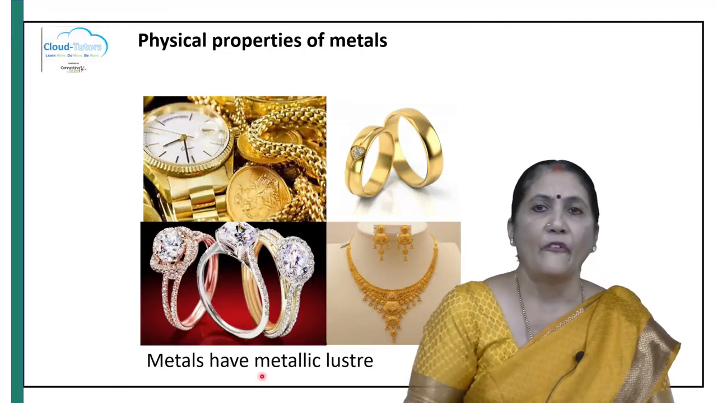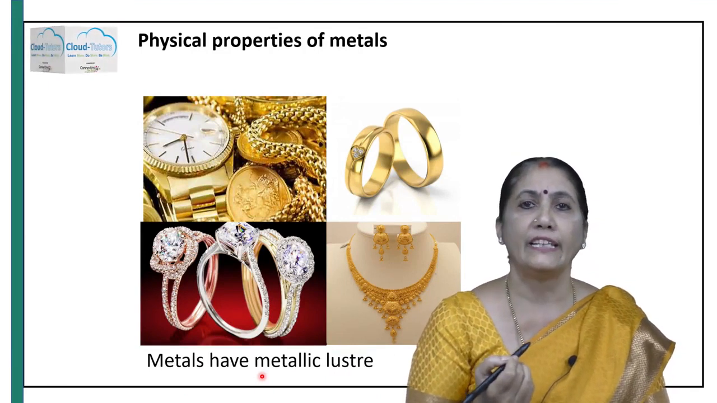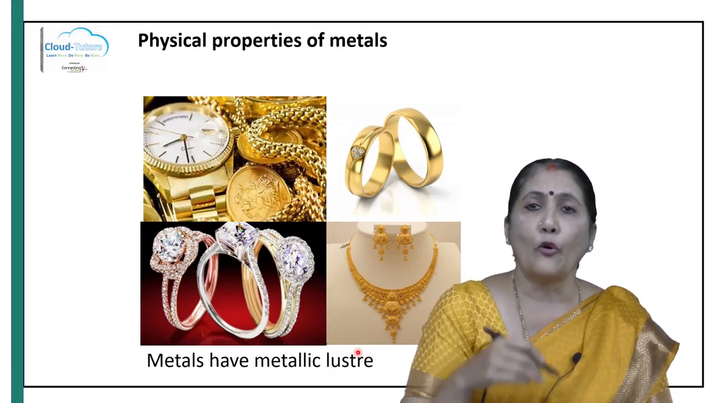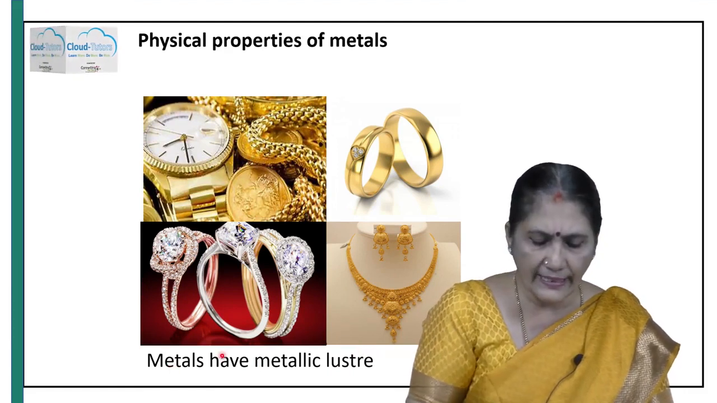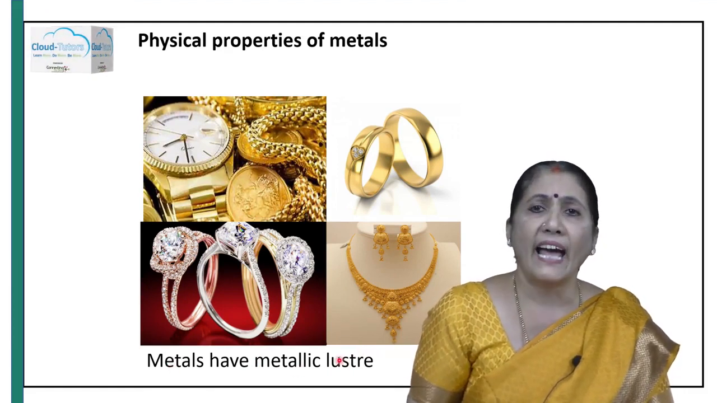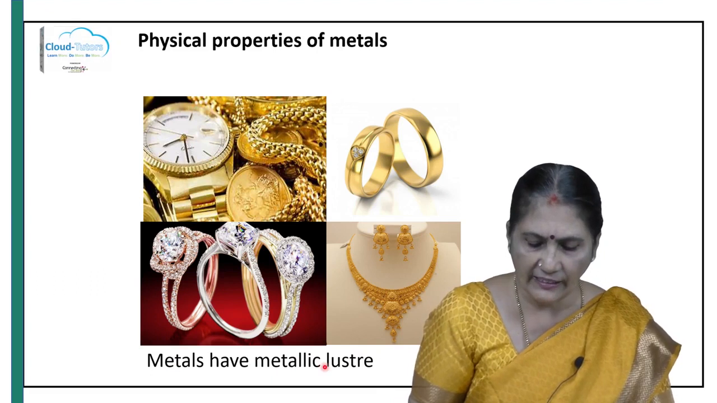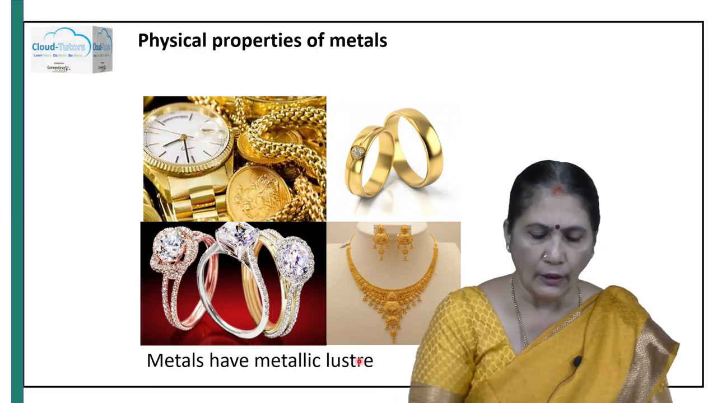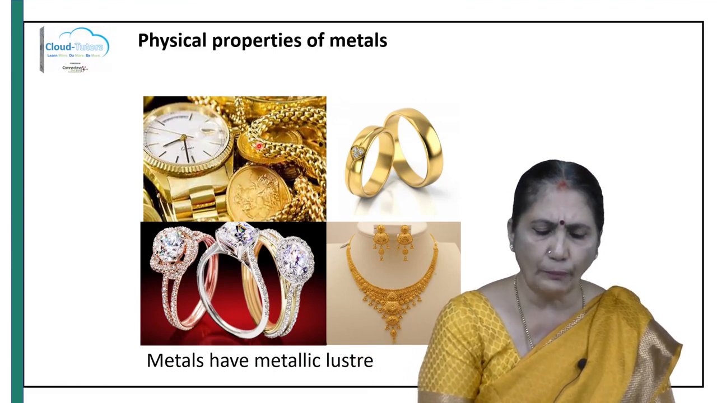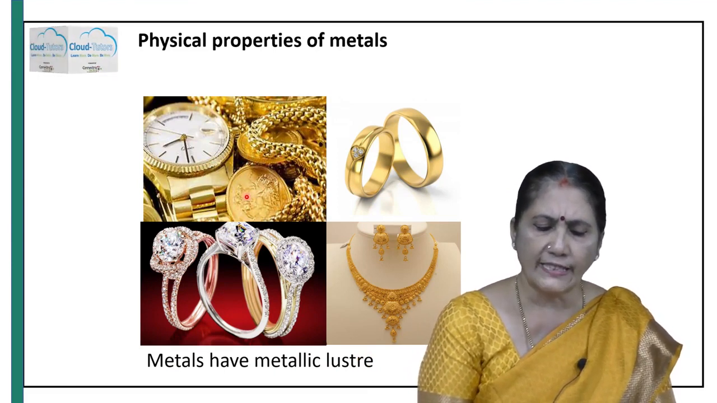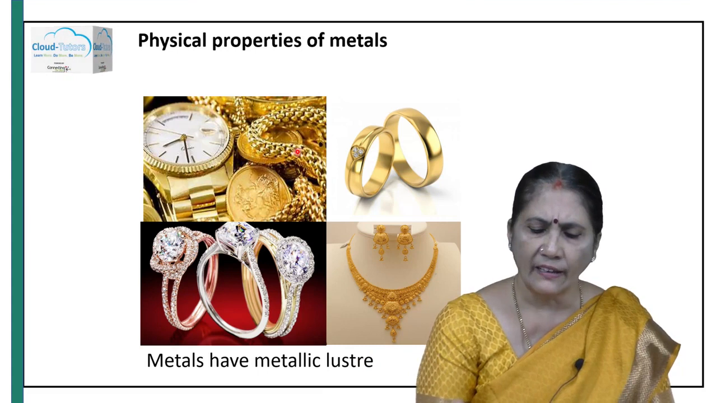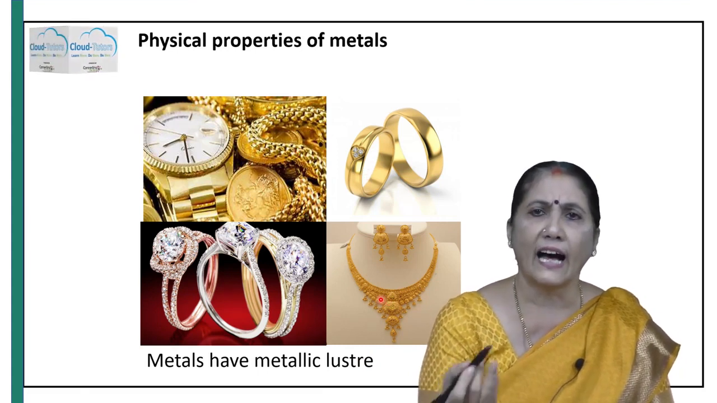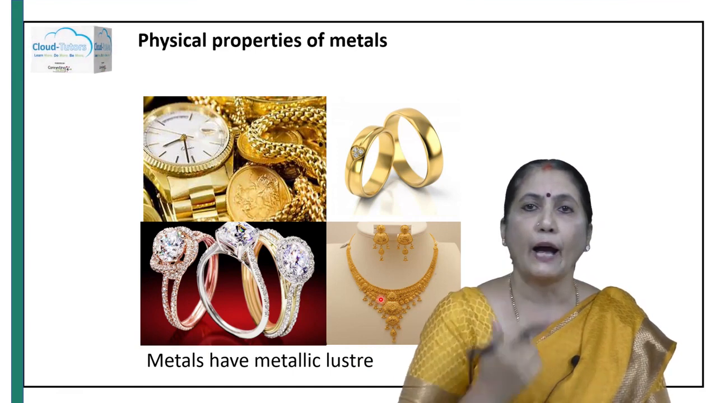Metals which are very widely used in the jewelry industry are used only because metals have metallic luster. Luster means shining appearance. You can see here gold plated watches, medals, chains. You can see here bangles, necklace. All these have a shining appearance.